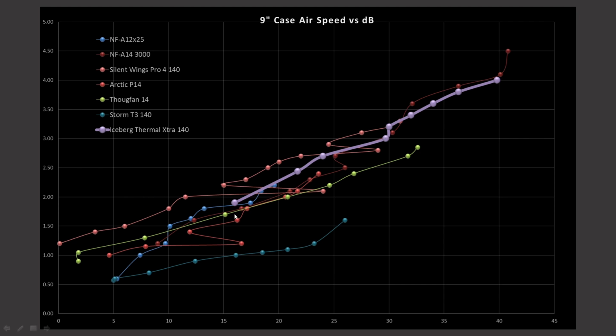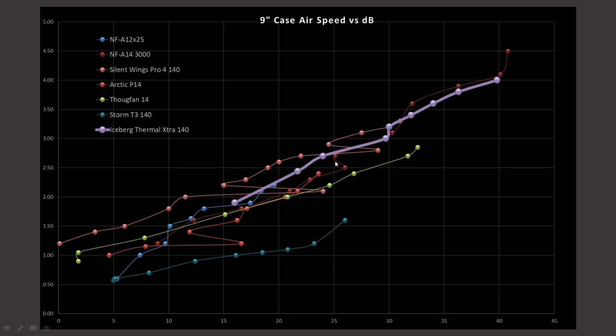So how does the Iceberg Thermal Extra do? Well, it starts off at over 15 decibels by my readings. So once again, these are using my microphone through my testing methodology, so it isn't quite like true 15 decibels. I don't want to set expectations, but it's kind of noisy at that level. And you can see how it is already noisy compared to many other fans. But for its airspeed, it's on the noisy side. It's in the middle of the pack.